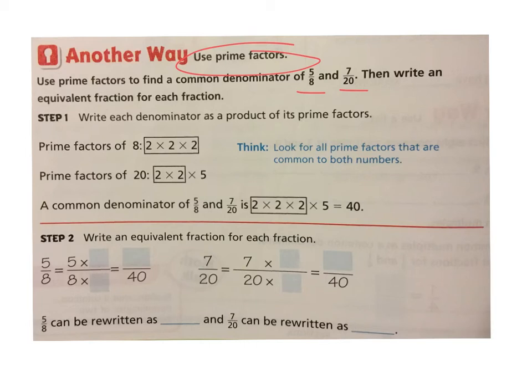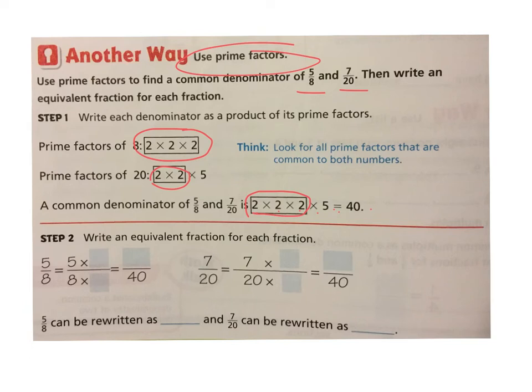So we have a lot of 2's going on here, right? So what we're going to do is we need the 3 2's, okay? This one has 2 2's, so that already kind of cancels it out. So we need at least the 3 2's, okay? So when I do that, for 5/8 and 7/20 it is 2 times 2 times 2 times 5, and that equals 40.